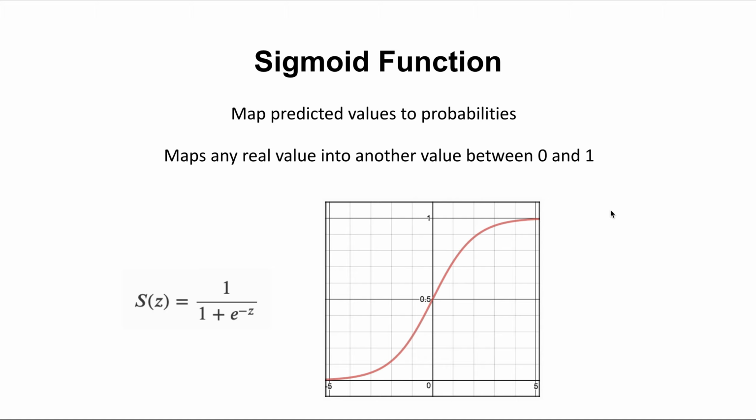So let's talk a little bit more about the sigmoid function. The sigmoid function is the function that helps us map predicted values to probabilities. The sigmoid function is that equation, 1 over 1 plus e to the negative z. And this equation basically just denotes the output for a certain probability function, right? Input, output. What's going on with the sigmoid function is that we're taking our input and we're mapping it to any real value between 0 and 1.